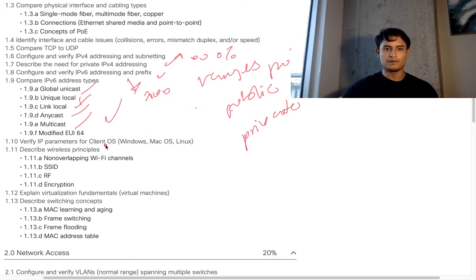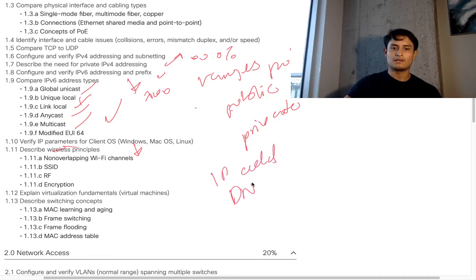Verify IP parameters. What I would do is go on the command line and find out what commands I have to run on the command prompt to show me the IP parameters. And what they mean by IP parameters is, what is my IP address? What is my DNS server address? What is my subnet mask?